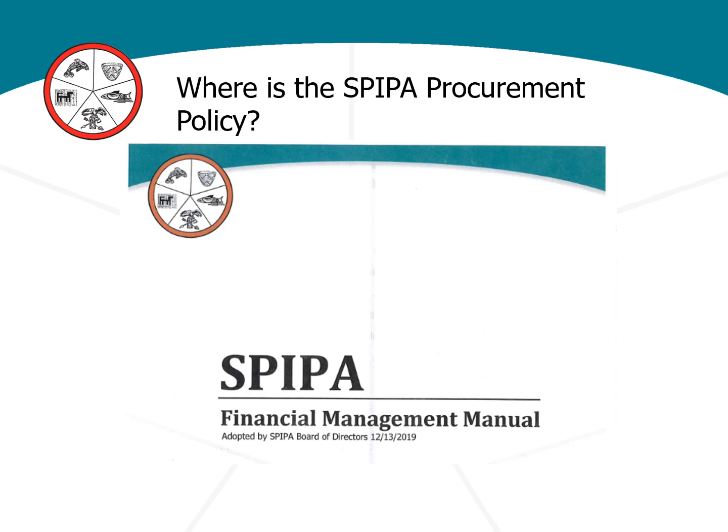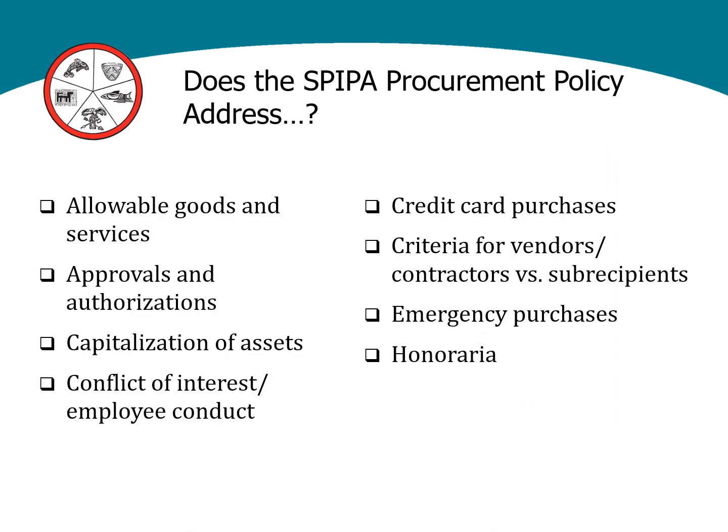In the policy manual, the procurement section is packed with useful information, things like conflict of interest, Indian preference, and really a lot of information about the types of purchases, the micro and small types, which are the usual types that SPIPA programs make. We recommend you review the policy a few times a year to help support compliance. You can see a list of many topics on the screen with the question, does the SPIPA procurement policy address this issue? Yes, it does.